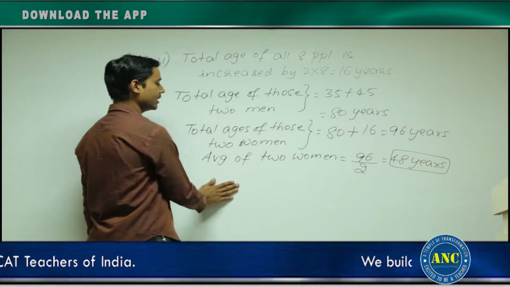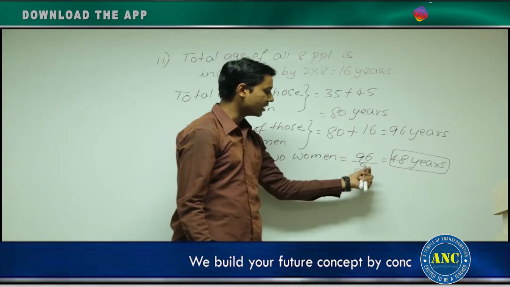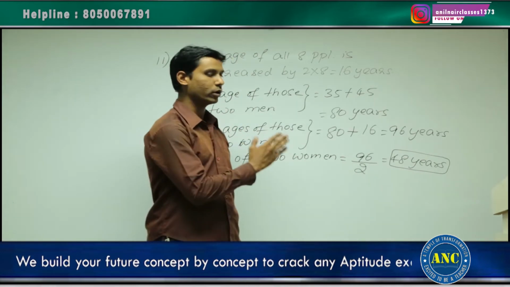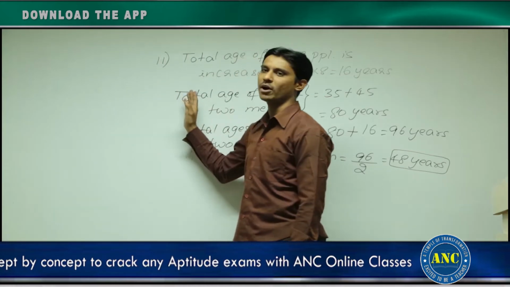But I am not interested in total ages. I am interested in average. Average is sum of the quantity divided by 2, because 2 women are there. 96 by 2 is 48 years. Clear with the application, right? It's a very simple way of solving.